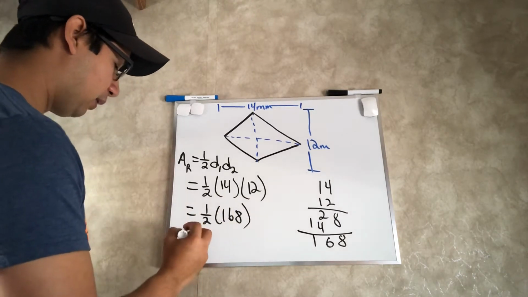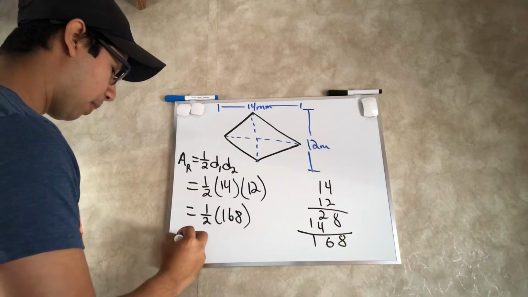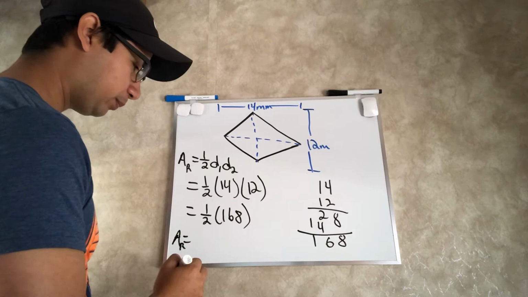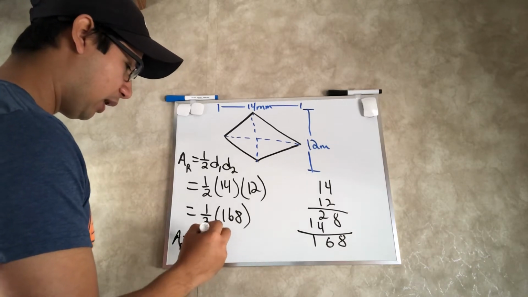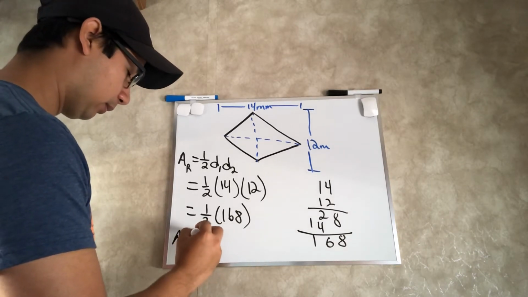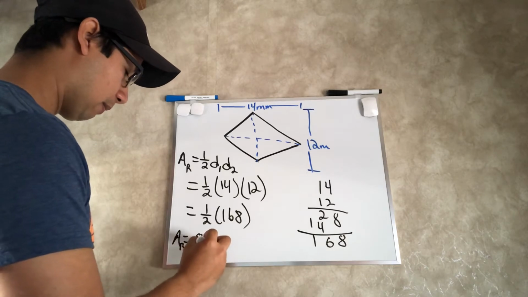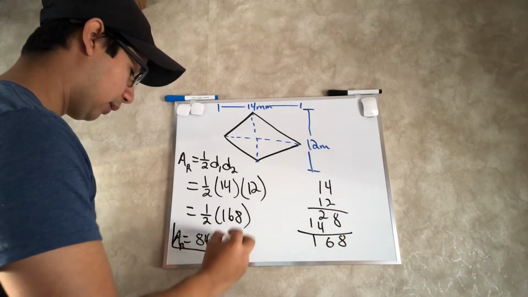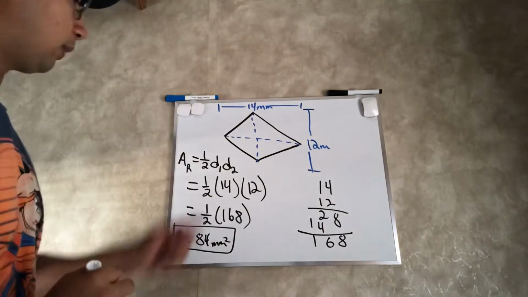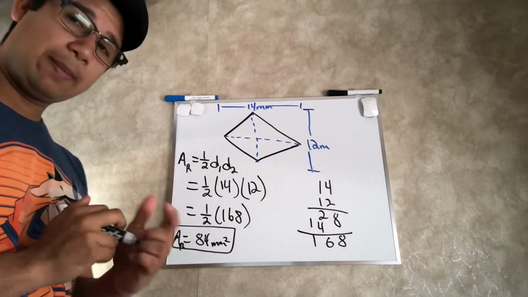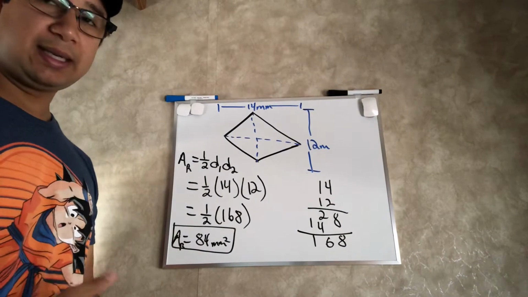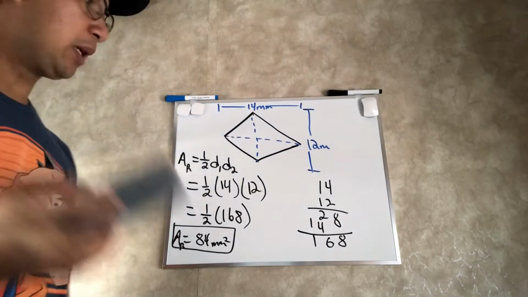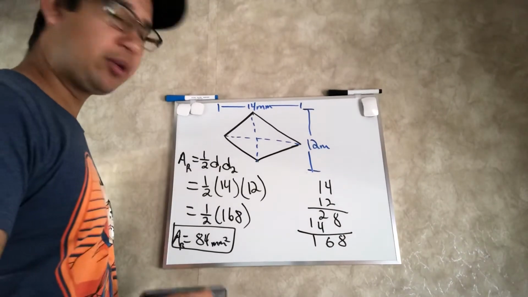And when you do that, you get the area of a rhombus equals, let's see, 84 millimeters squared. Okay, so the answer for number 2 is going to be 84 millimeters squared. Easy peasy, lemon squeezy. Now I'm going to go down to the word problems. So number 7.